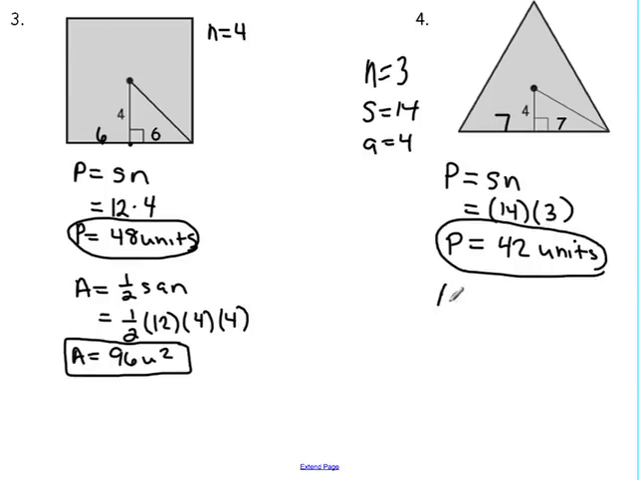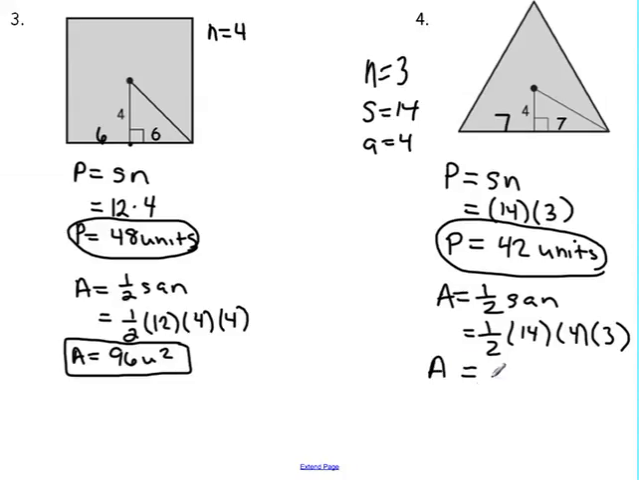And our area, 1/2 S times A times N, will equal 1/2. Our S is 14, our A is 4, and our N is 3. We multiply this together. Let's put this in our calculators. That should be 84 square units.